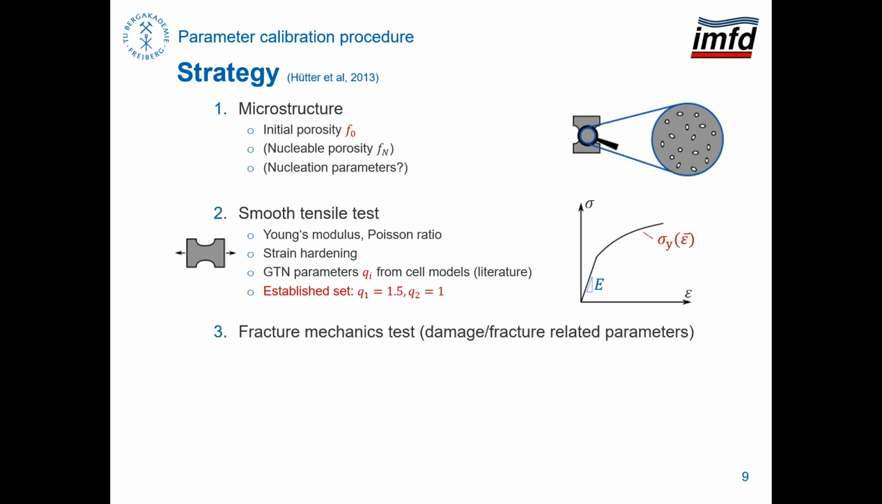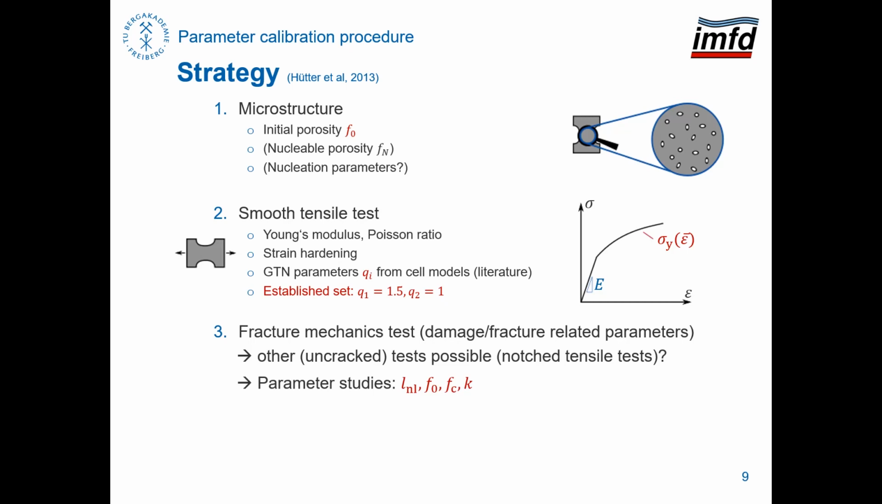In order to determine the model parameters related to damage and fracture, experiments and simulations of fracture mechanics tests are needed, especially the crack growth resistance curves. The question can be asked whether results obtained from uncracked specimens like notch tensile tests can be used instead.